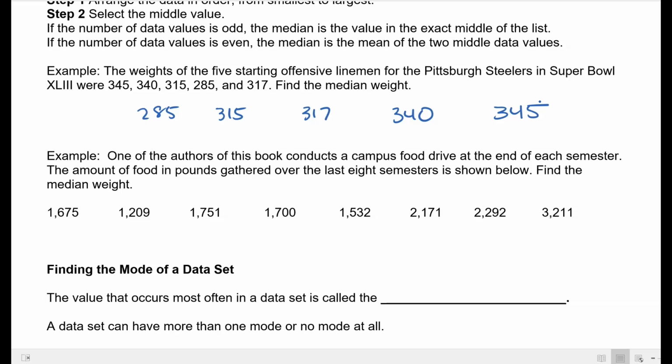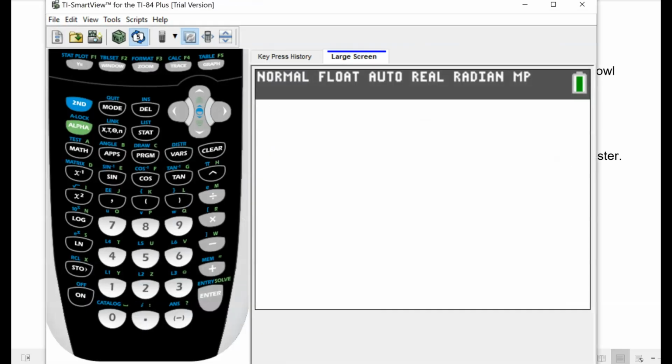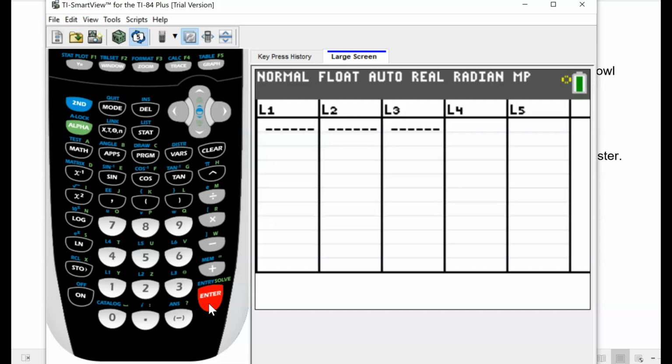You could certainly use your graphing calculator. You know what I will do real quick is I'll show you, I'm just going to pull up my graphing calculator in case you have one, and I'll show you how to order numbers with it. You're going to press the Stat button and then Enter. And then you can type in all of your numbers. So I'm going to type in 345 and 340 and 315 and 285 and 317.